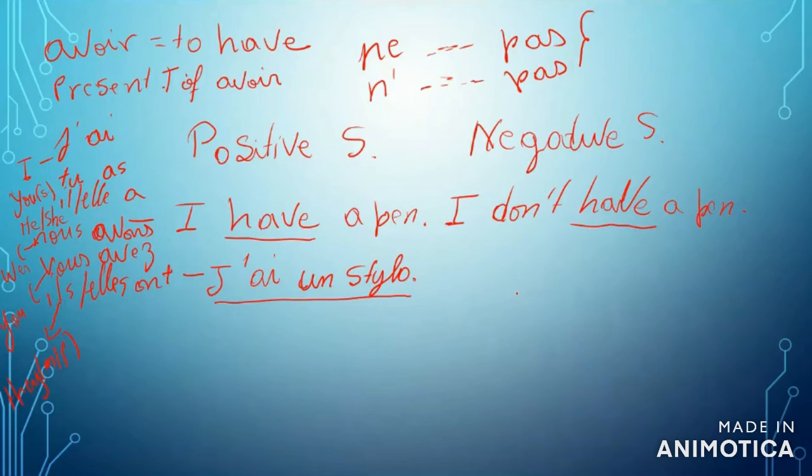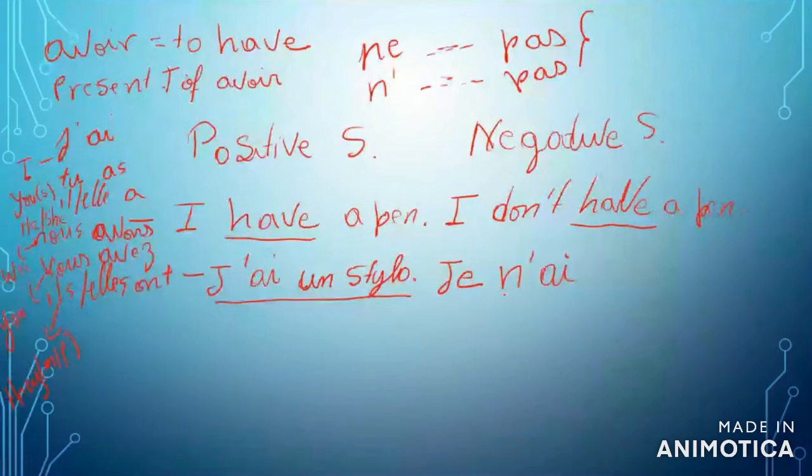And that's why, to make my negative sentence, I would say je. Now, because avoir conjugated begins with a vowel, I use an apostrophe right here. Then I put pas. You see my verb avoir comes in between ne and pas. But I use an apostrophe just because avoir started with a vowel. Don't forget that. Je n'ai pas.